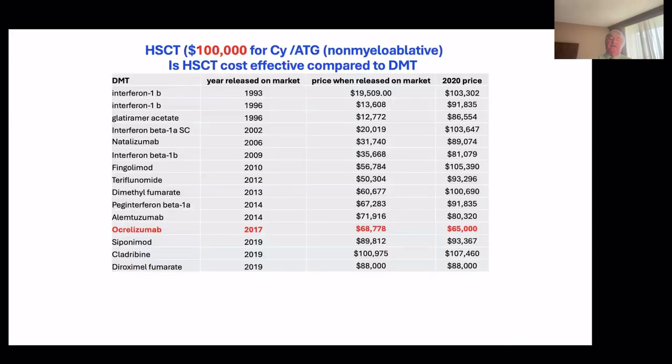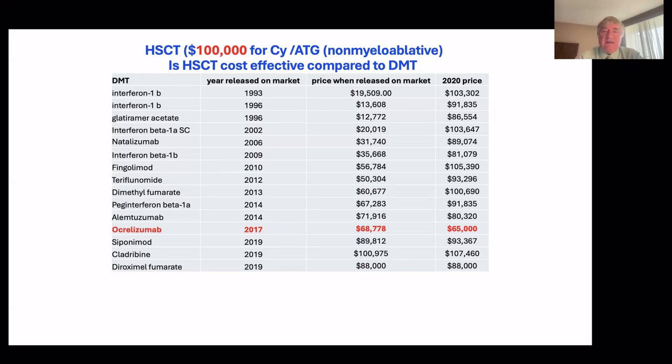So what about cost effectiveness? We published a paper on this. We looked at the actual data. HSCT is $100,000 if insurance doesn't pay. It's unfortunate for a patient to have to pay that. We appeal and fight for the patient. We do all that for free. If they don't approve it, we usually win on appeal, but not always.